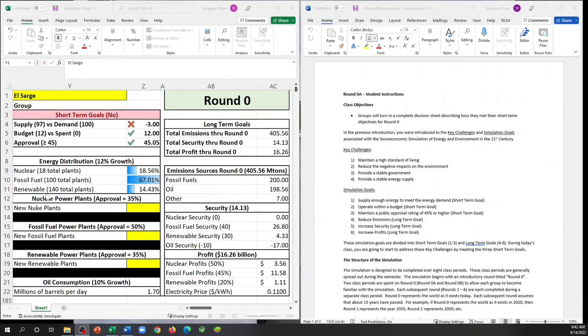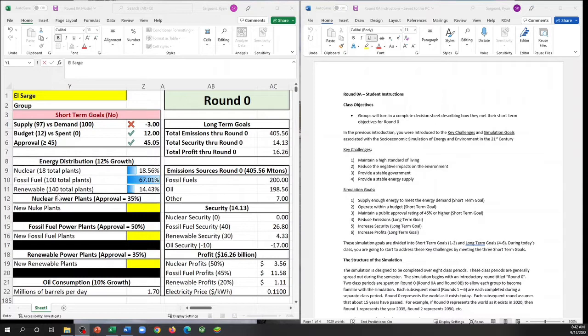Renewable energy plants are much more varied. These can be solar energy farms or wind turbines or hydroelectric power facilities, or you can even have biofuel burners where you can burn grass in order to produce the energy that you need to generate electricity. And so this is not a very precise aspect of the simulation, but it's the way the simulation is. So you have 18 nuclear power plants, 100 fossil fuel plants, and 140 renewable energy plants.